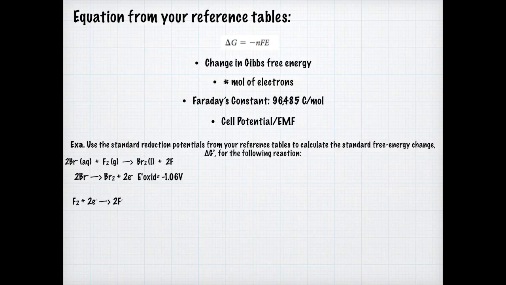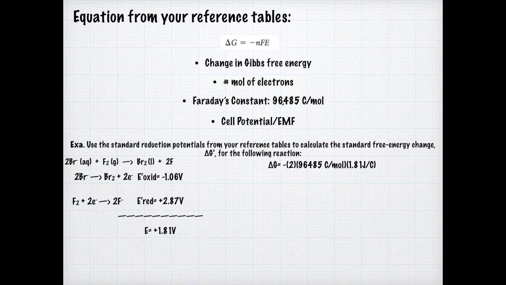And then I'm going to do the same thing, but for F2, it's going to be the reduction potential, which is plus 2.87 volts. And so when I add these together, I find that my cell potential is positive 1.81 volts. So now I'm going to plug this into my formula. I don't know my delta G, that's what I'm solving for. I know that my number of moles of electrons is 2, because I've got 2 electrons for each of these. 2 are going to be removed, 2 are going to be accepted. So 2 electrons. I know my Faraday's constant, because that's given to me. And then I know my cell potential now, which is positive 1.81 volts.